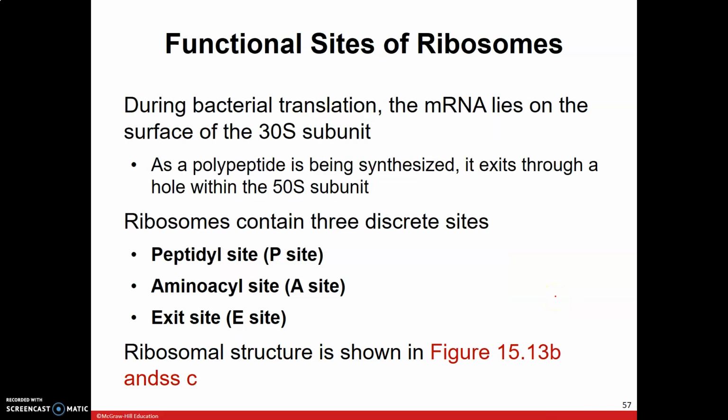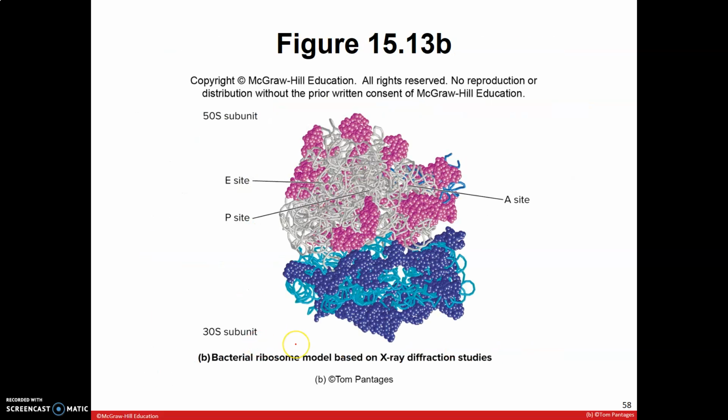The functional sites within a ribosome are the peptidyl site, the P site, the aminoacyl site, the A site, and then the E site, or the exit site. In the past, each site was considered independent of one another. These days, there are some labs arguing that the exit site actually doesn't exist. But for the purposes of this class, we are going to stick to A, P, and E.